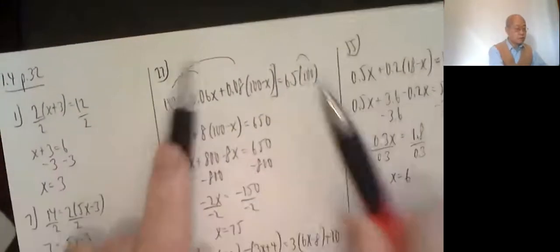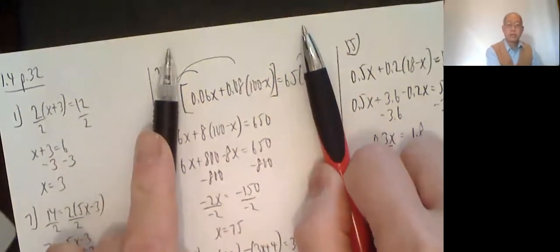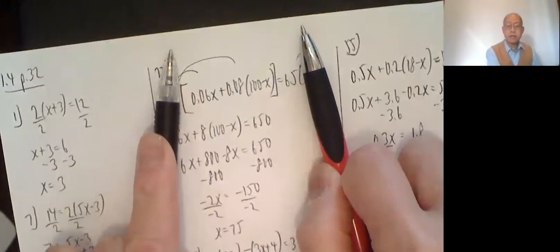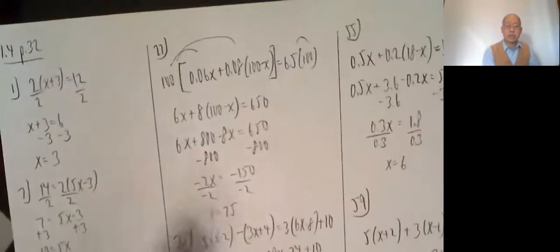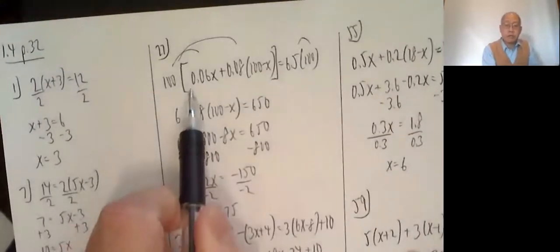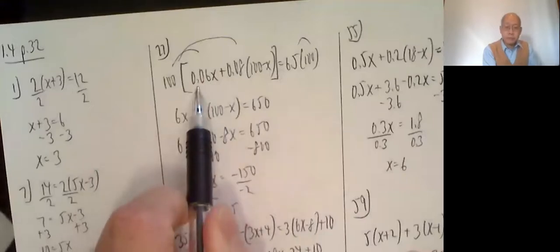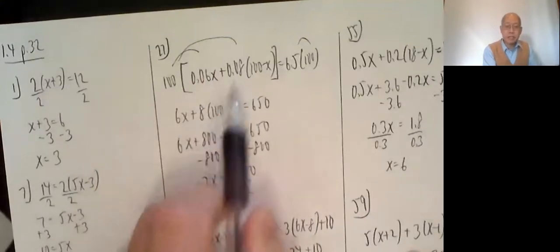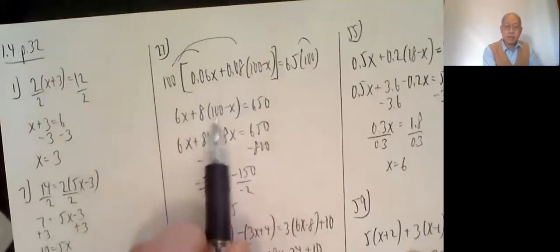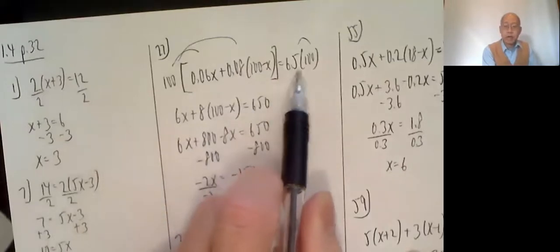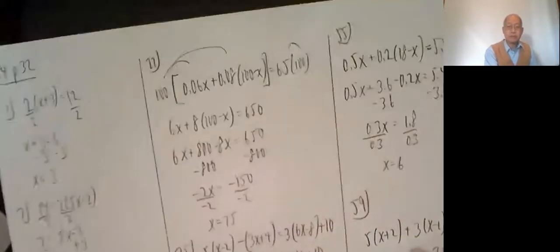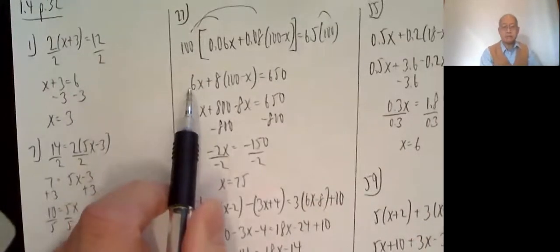Problem 27 starts off like this. 0.06x plus 0.08 times 100 minus x equals 6.5. Though you don't have to do it, it's often easier to get rid of the decimals. An easy way to get rid of decimals is to multiply both sides by 100. You might recall multiplying by 100 moves the decimal over 2 spaces. So this moves over 2 to become 6x. This moves over 2 to become 8 times 100 minus x. And move that over 2 spaces, you'll get 650. And look, it's a lot easier equation.